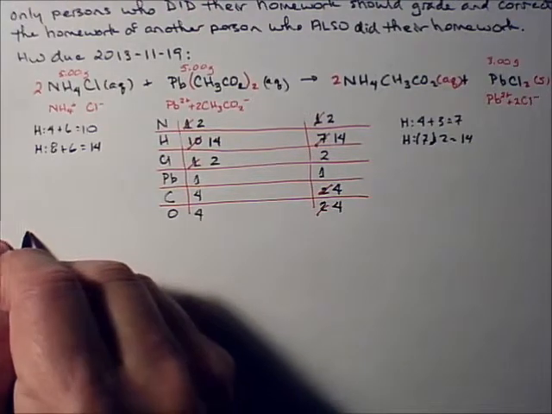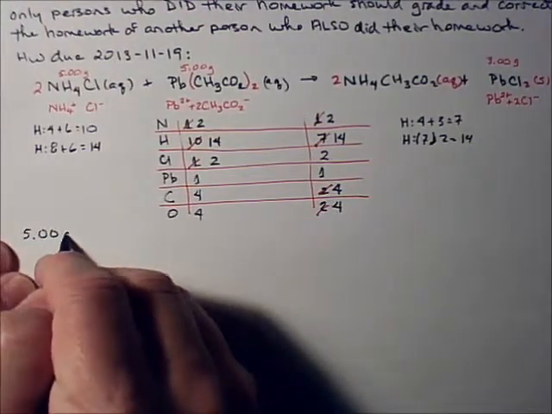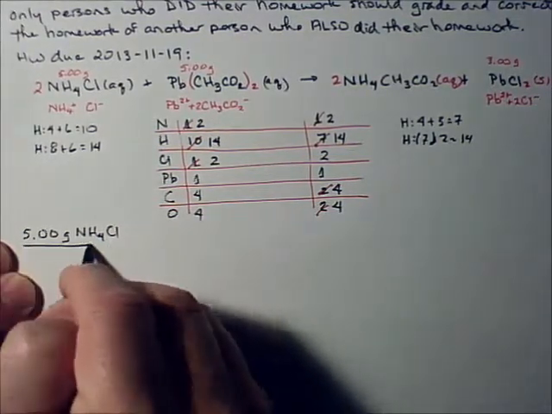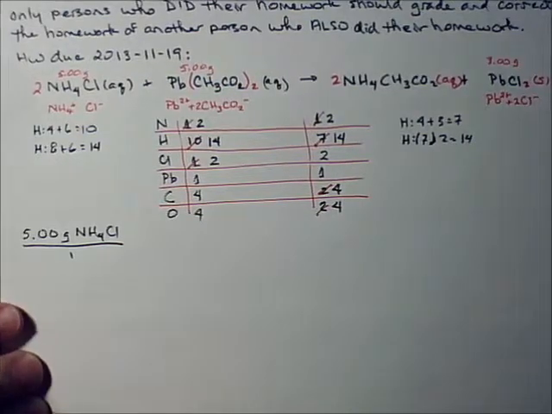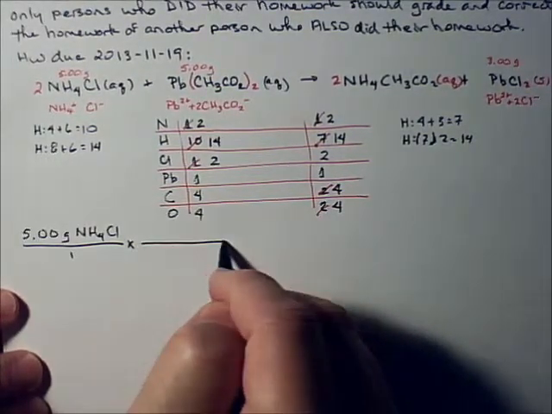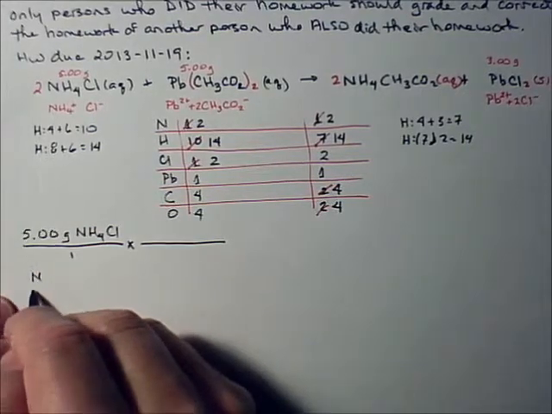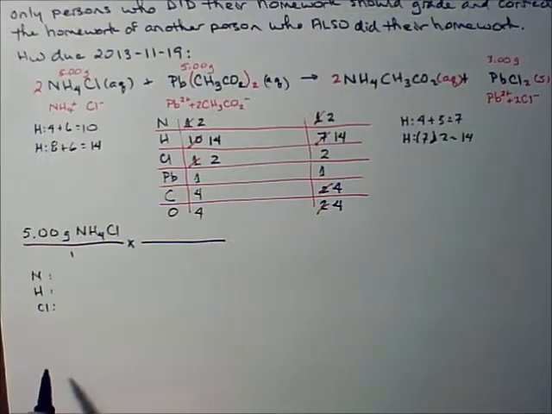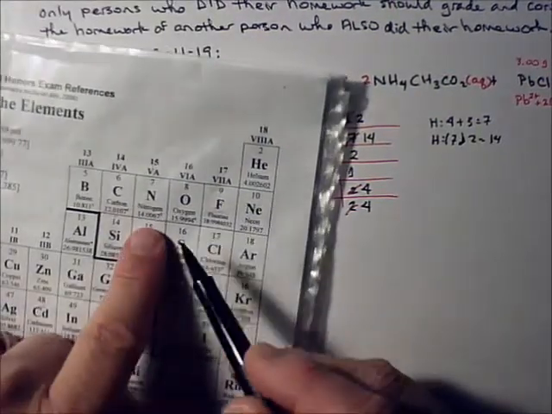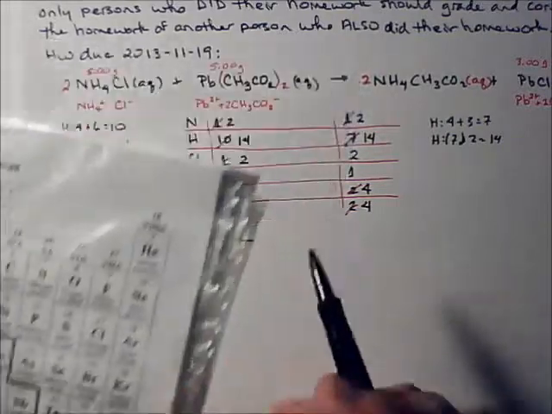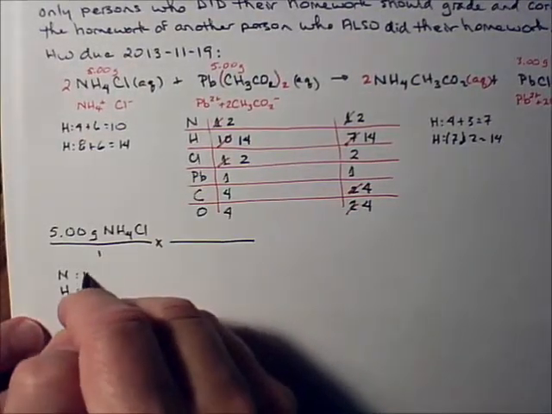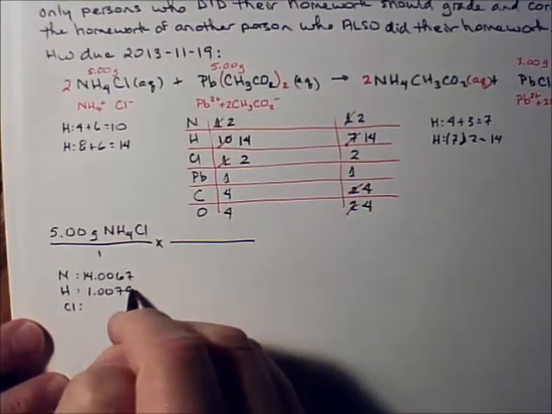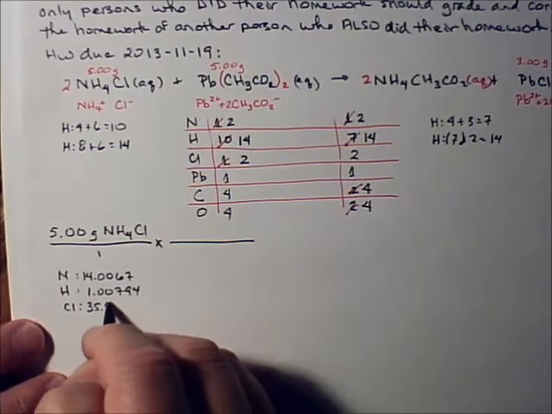Alright, so let's see, 5.00 grams of ammonium chloride. Put it over 1. I need to calculate the molar mass of ammonium chloride. Nitrogen, hydrogen, chlorine. Need the atomic masses of each of these elements. We find them on a periodic table. 14.0067 is the atomic mass of nitrogen. Hydrogen is 1.00794. And chlorine is 35.453.